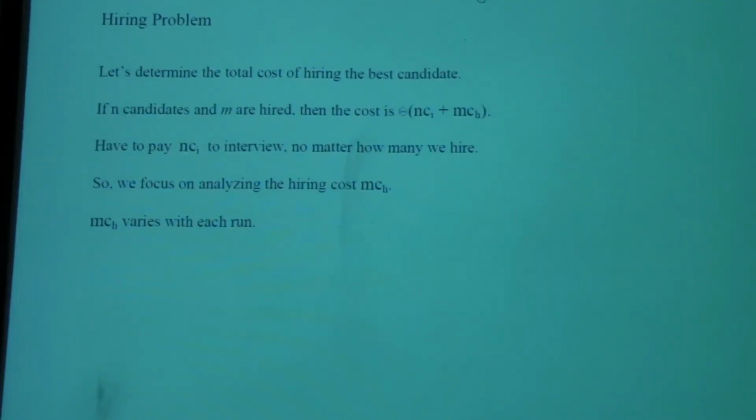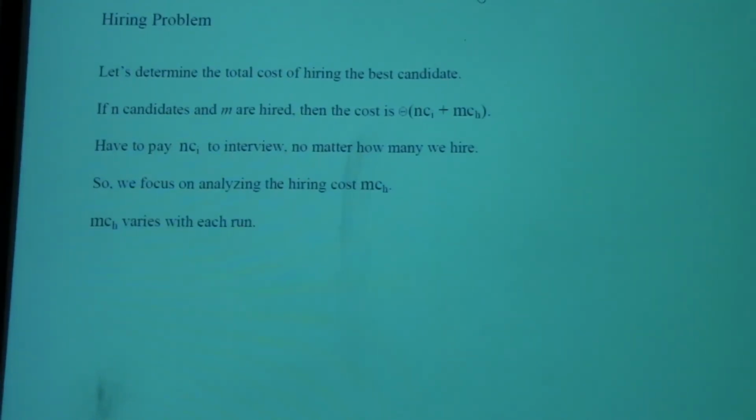But the question is, what's the probability of that sequence? Given that we have N candidates coming in at random, it's 1 over N. So if we have 30 candidates, it's 1 over 30, which is about 3.5%. Not very likely, right?